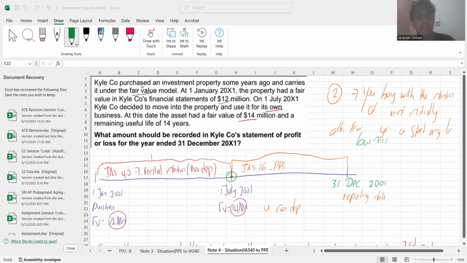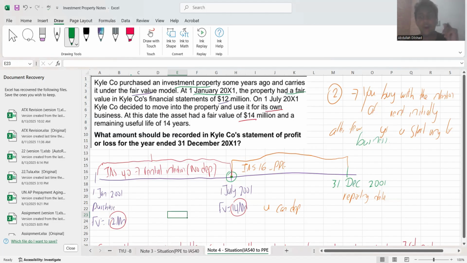Okay, Kai purchased an investment property. When was it purchased? It was purchased on 1st January 2001, right? They're telling us to use the fair value model. Why? Because it's an IAS 40 property. Yes, they have defined it here, sir. They have told it here. IAS 40. It was purchased on 1st January 2001. The property had a fair value of 12 million.